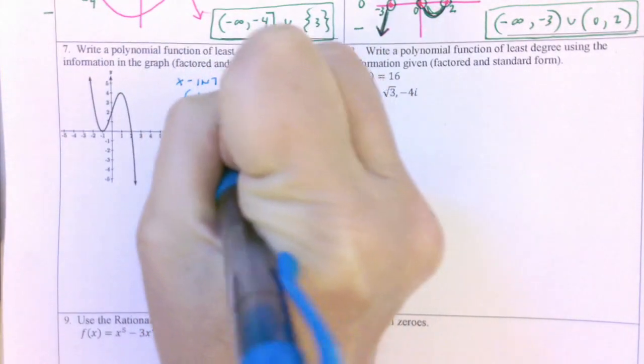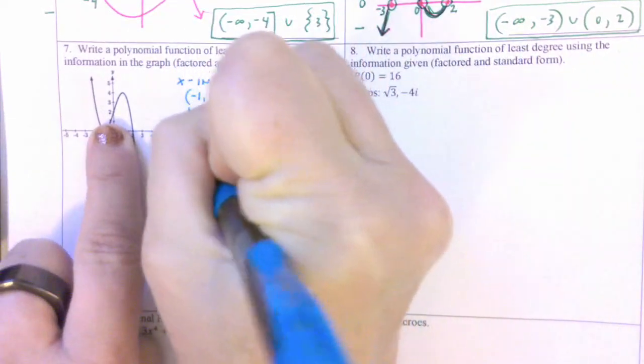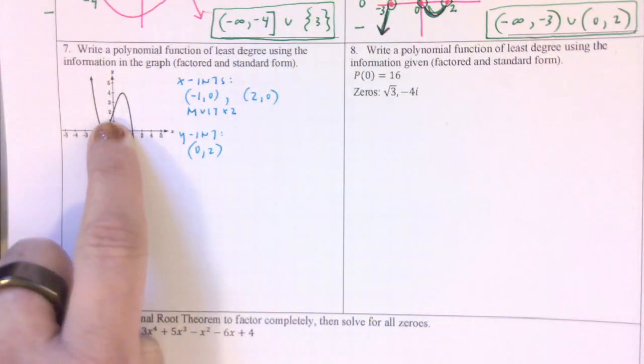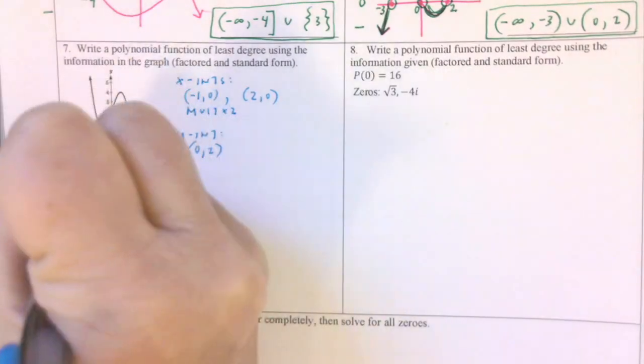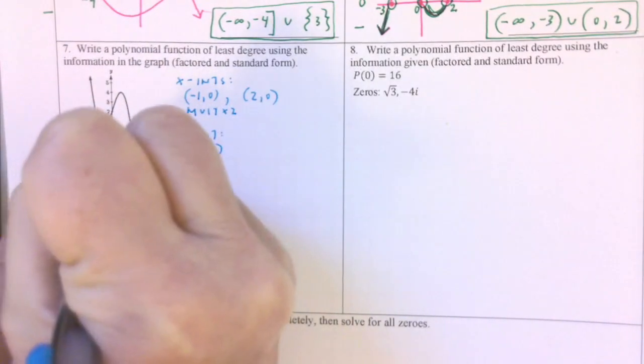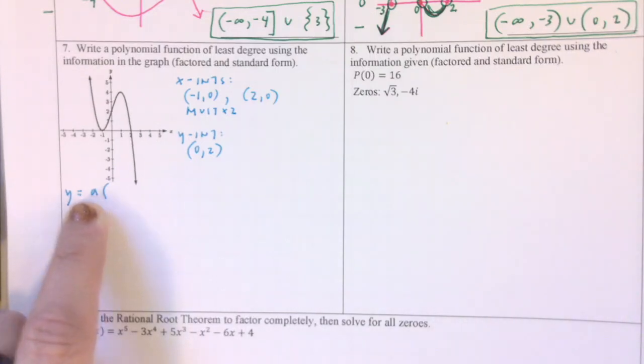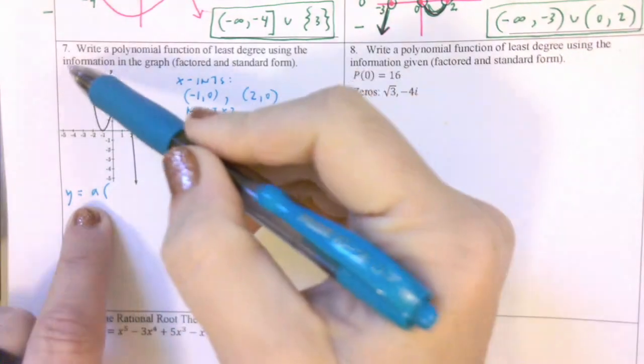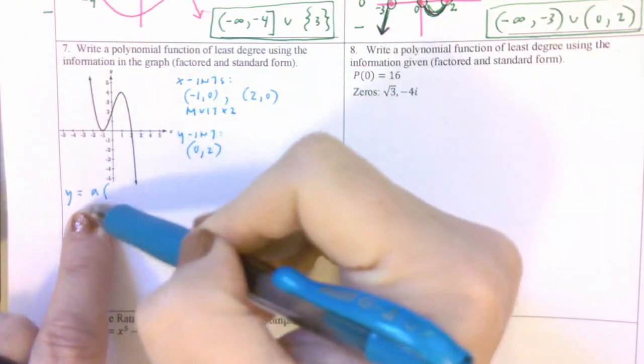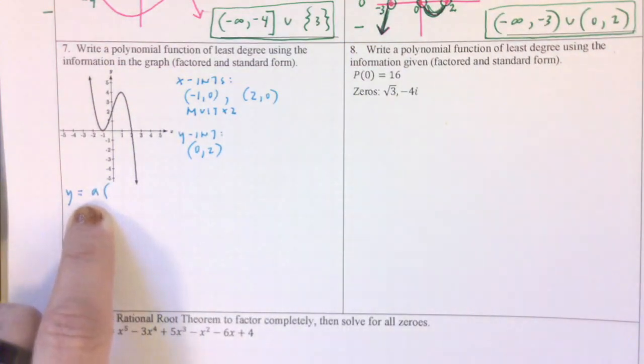My y-intercept right here is at (0, 2). Right? And that's just a point on the graph, one of many points on the graph. So when I make my structure, I know that y equals a, right? I need to know any stretch factor or any flip. Right here, I need to know if it's going to be starting high, ending low. So I anticipate that that a should be negative.